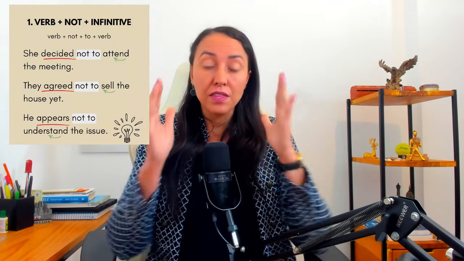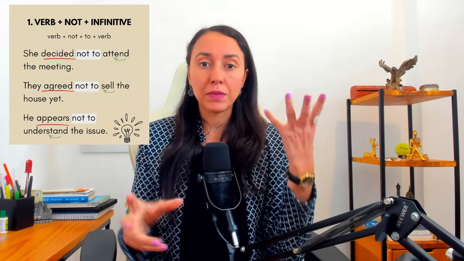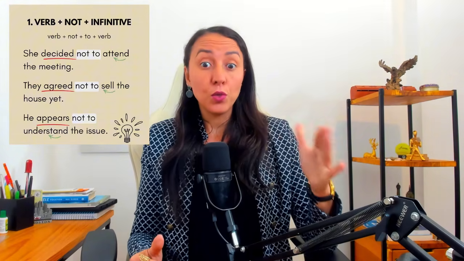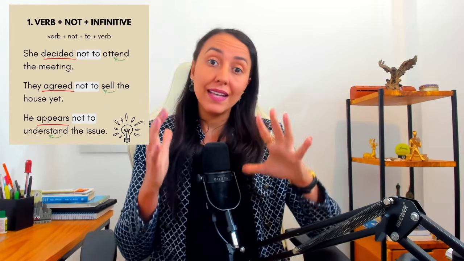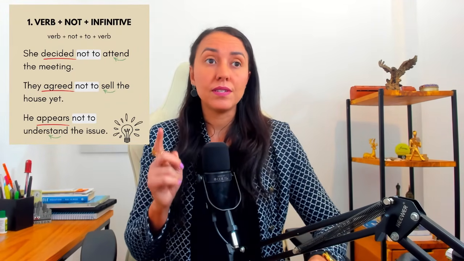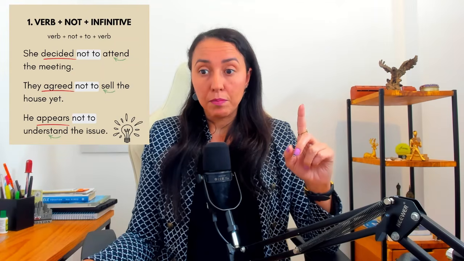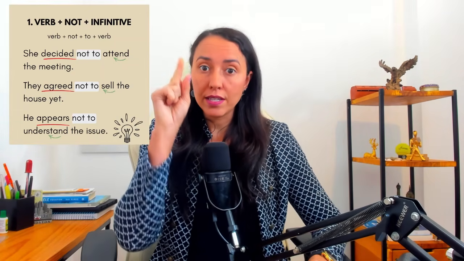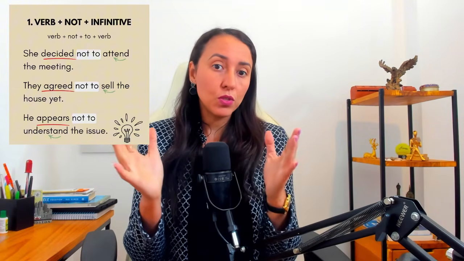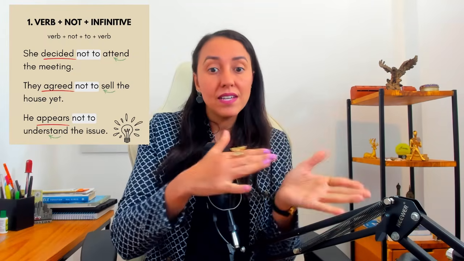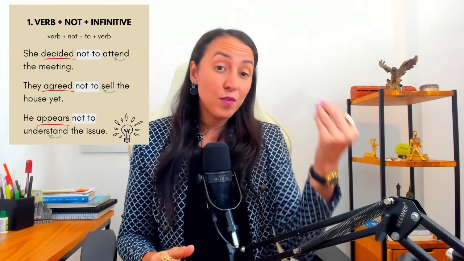But that being said, the first structure I'm going to show you is verb plus not plus infinitive. So in the recommendations I'm going to give you here, you are not supposed to use don't or didn't or won't. And this happens a lot when English learners need to use the negation in the middle of a sentence. If you look at the first example here, she decided not to attend the meeting. When am I going to use verb plus not to plus another verb? I am going to use this structure because I want to negate the second action, not the first.